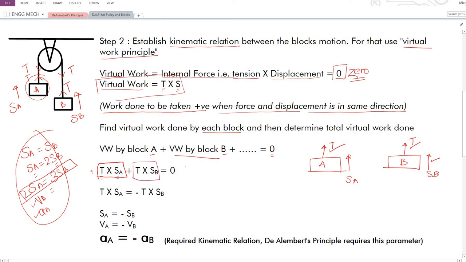Now we are very well aware that the total virtual work done is 0. Therefore we can take this term over here. It will give out this specific expression. Here we can cut tension because it is the same throughout the string. Whatever the number of blocks attached to the string, the same string runs through a number of pulleys and it is common. That's why the value of tension for the string is the same throughout.